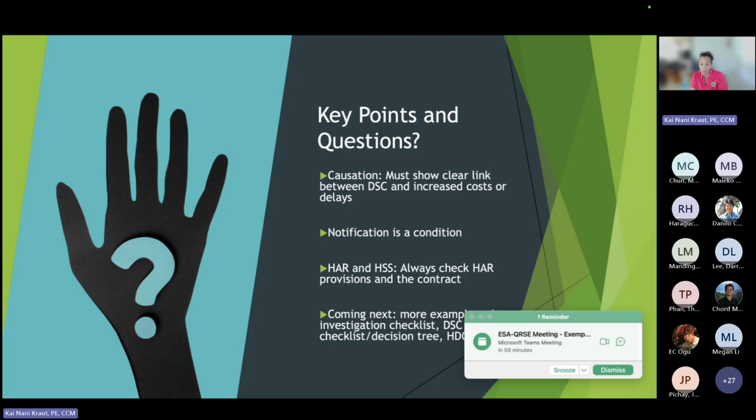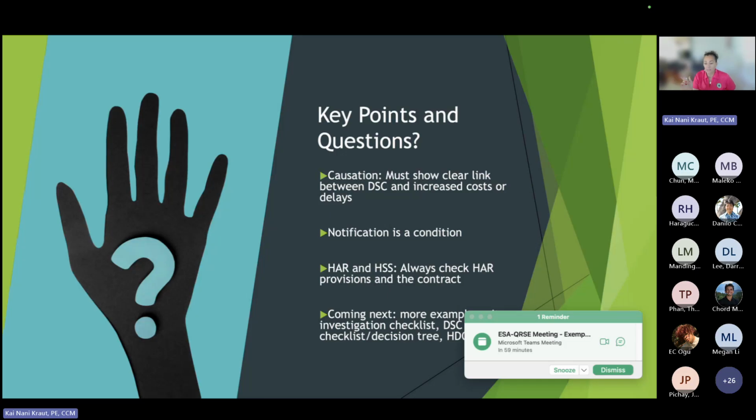Okay, so here are some key points. Must show a clear link between the differing site condition and increased cost and delays. So again, if it's different and there's no cost or delay, there's nothing. Notification is a condition, right? We talked about that. They have to notify. They cannot disturb the site, and you have to go and do that site evaluation. So that's what we're going to do next time. Always check the HAR, the law, and the contract. I know some of you guys do a really good job of that.